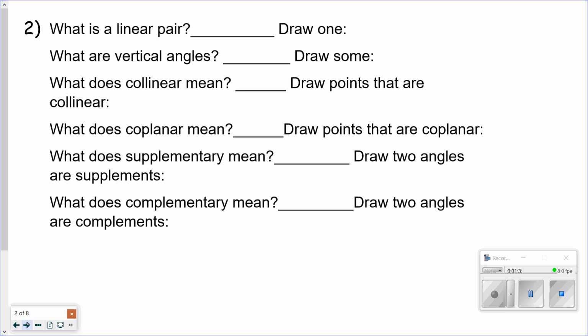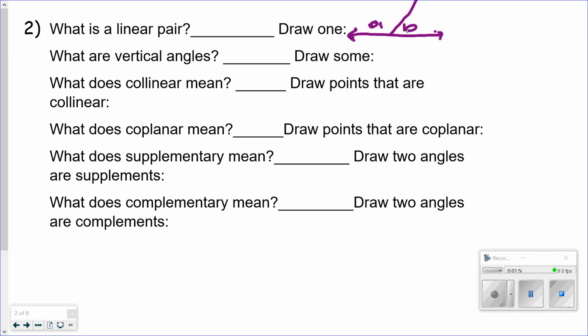All right, next we have some vocabulary. So what is a linear pair? Let's draw one. A linear pair is two angles that form a line. So if I have my two angles, I'm going to call this A and B. That is our linear pair.